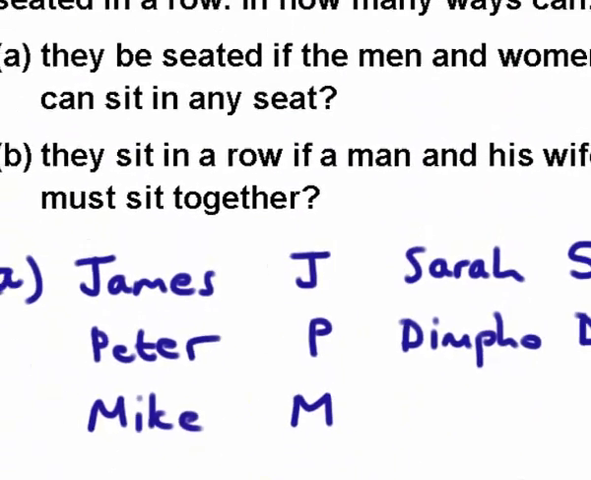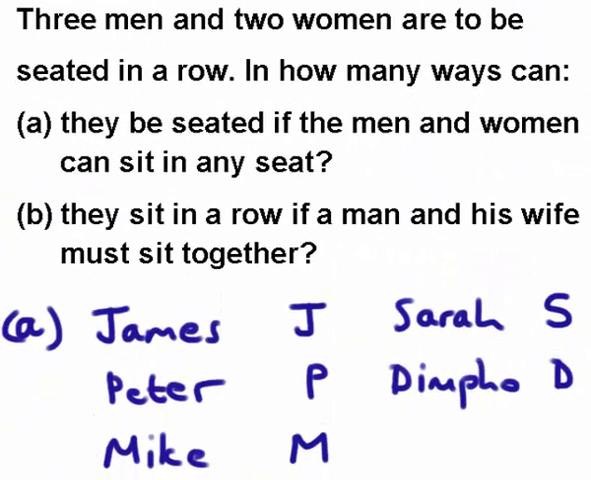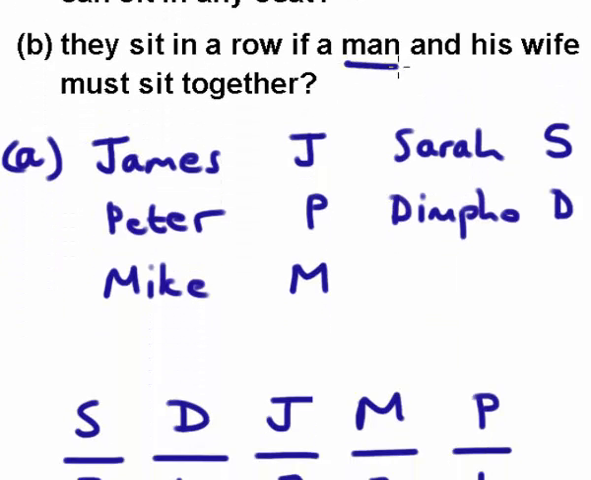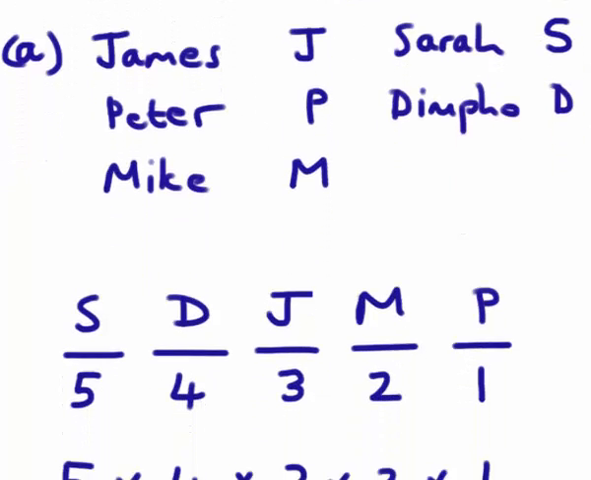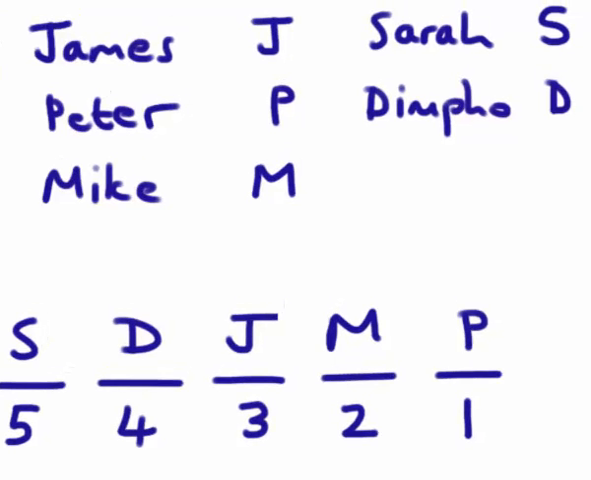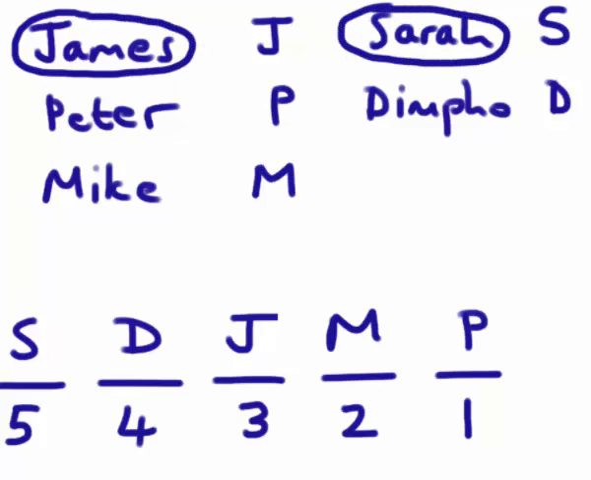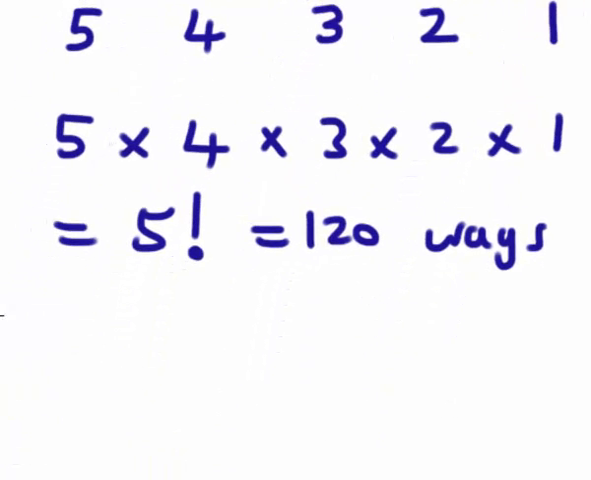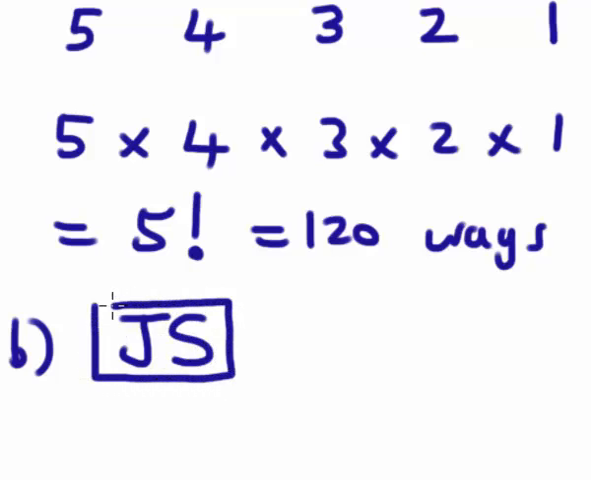Okay, now let's look at the B part of the question. The 3 men and 2 women are to be seated in a row. In how many ways can they sit if a man and his wife must sit together? So I want you to watch this very carefully. Let's marry 2 people. Let's take James, and he marries Sarah. So in other words, we've got a couple here. James and Sarah now form a couple. They're married, and they've got to sit together.